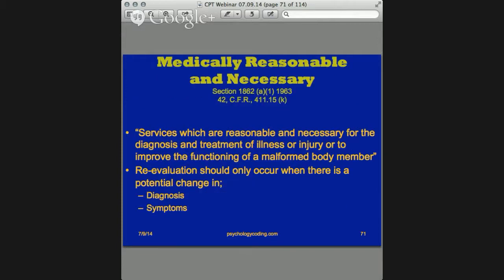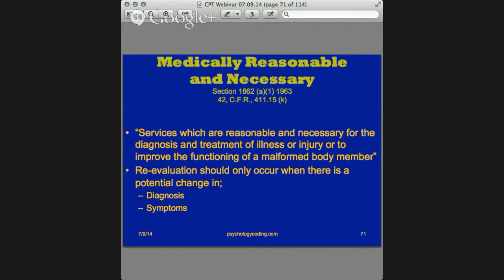So, in essence, medical and reasonable and necessary is services which are reasonable and necessary for the diagnosis and treatment of illness or injury, or to improve the functioning of a malformed body member. The reevaluation should only occur when there is a potential change in diagnosis and symptoms.